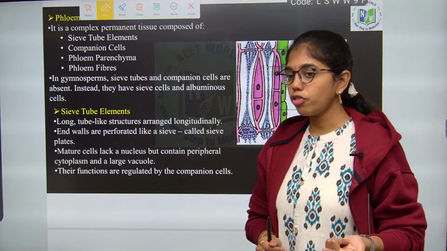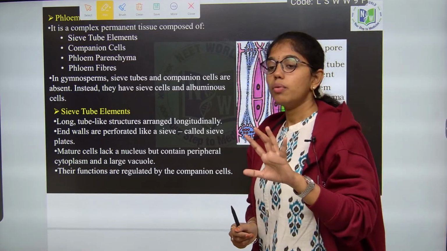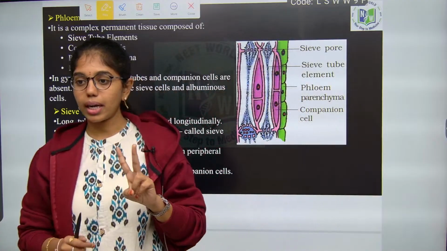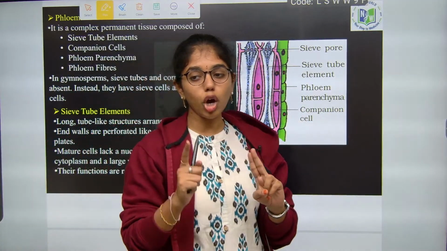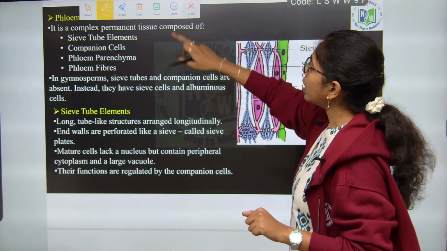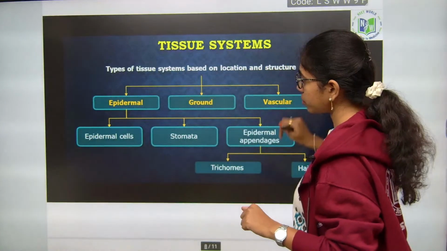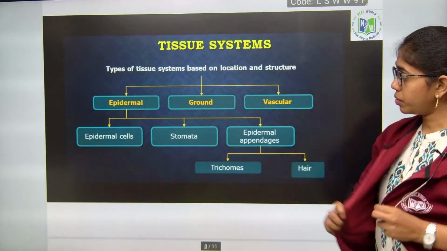Phloem parenchyma and phloem fibers are clear to you, right? So, with this we have finished what? Two tissues. What are they? Xylem and phloem, two complex permanent tissues. Fine. Now, we will look into the tissue systems. Tissues are done till here. Now, tissue systems. Look at the tissue systems carefully.